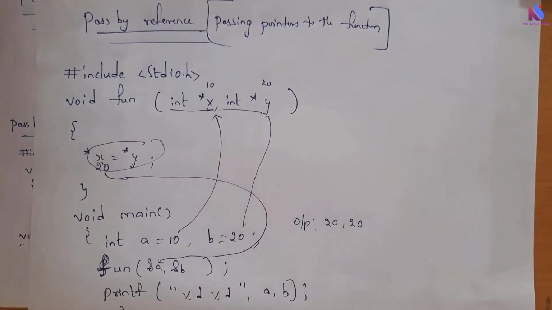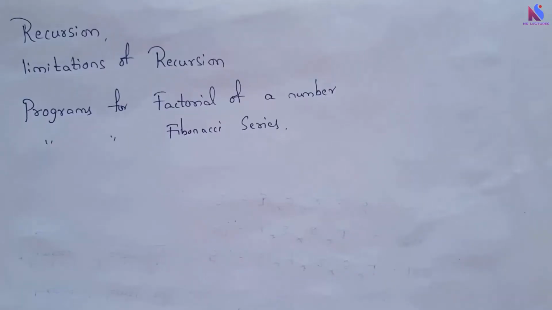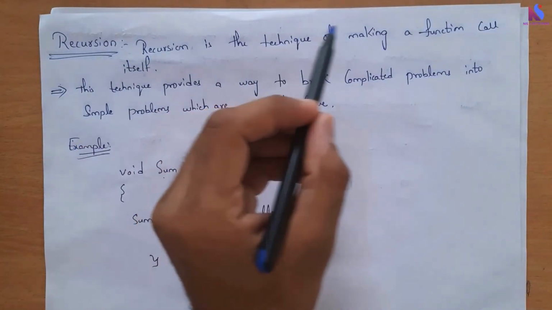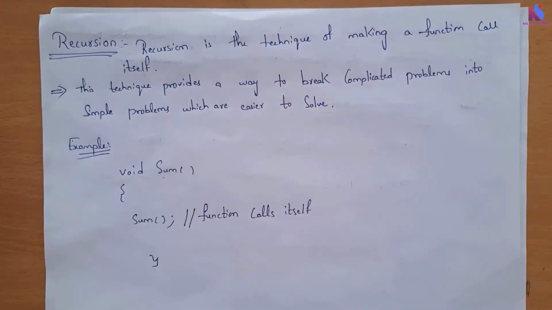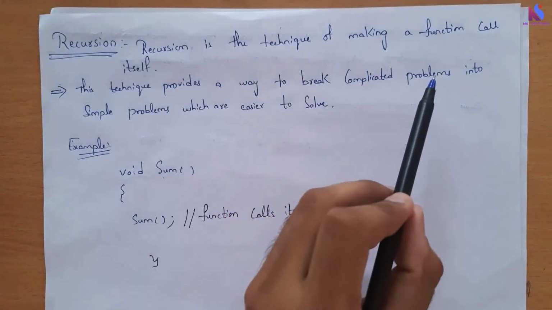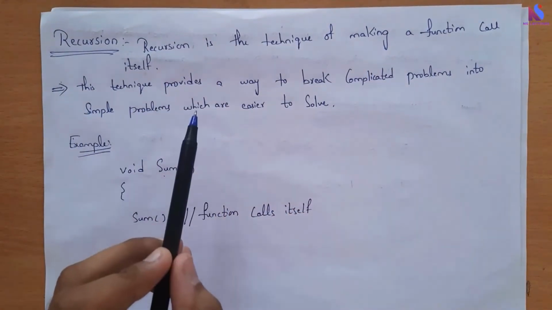So you can write this example. Next topic is what is recursion and limitations of recursion, and I will also explain programs for factorial of a number and Fibonacci series using recursion. At first I will explain what is recursion. Recursion is the technique of making a function call itself. Recursion is nothing but a function which calls itself. This technique provides a way to break complicated problems into simple problems which are easy to solve.